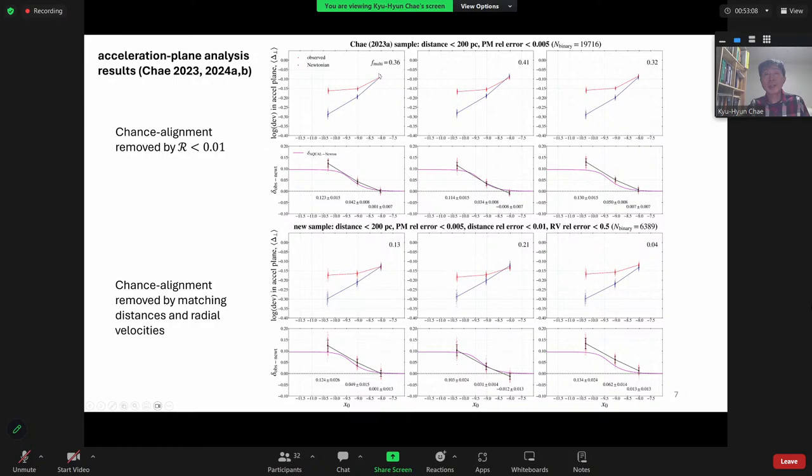And this F multi is determined by requiring this highest acceleration bin matches Newtonian. Okay, so here I'm showing the uncertainties, the upper and the lower uncertainty. Here are the same. So if samples are selected in a different way, then you see these F multi values are different. That's natural, because if your sample selection is different, then you expect a different fraction of hierarchical systems.